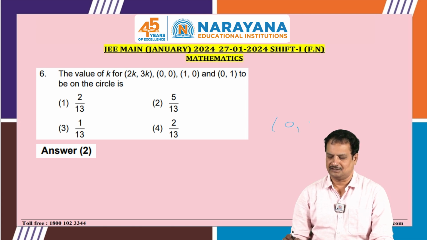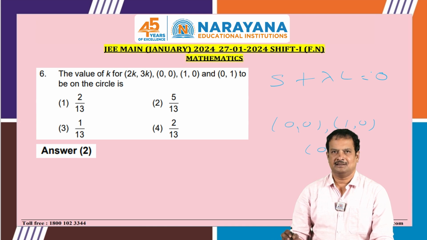0, 0 is 1 point. Next, 1, 0 is the next point. 0, 1 is the third point. So we can find out the circle passing through these 3 points. Actually, they form a right angle triangle. Even if they don't form a right angle triangle, still it's okay. Simply, you are supposed to use the S plus lambda L equal to 0 concept. This is the equation of any circle passing through the 3 points.